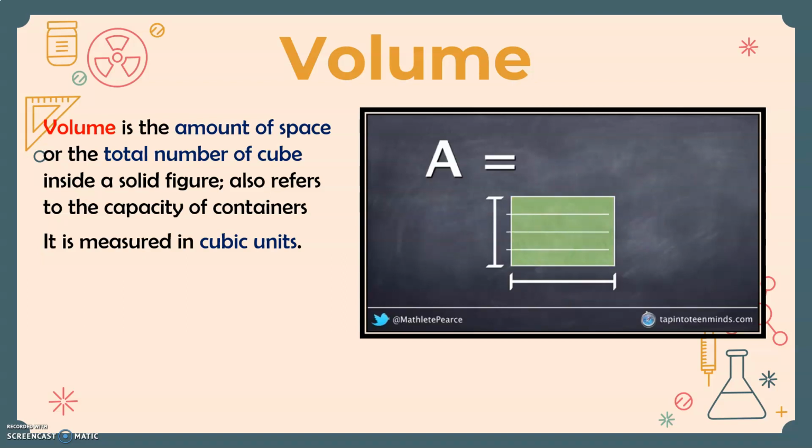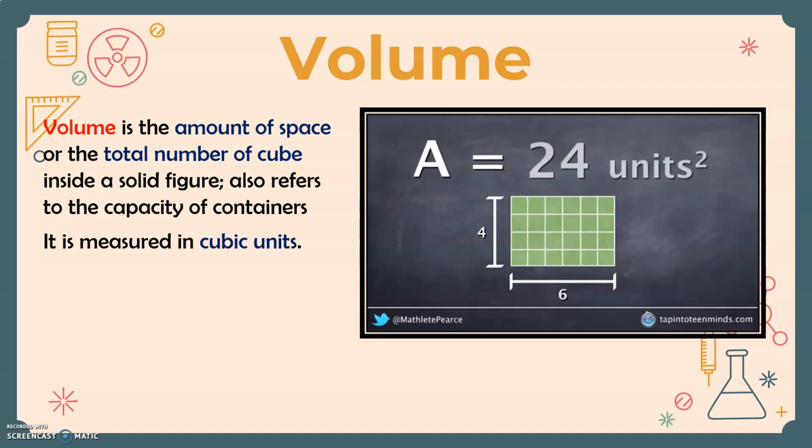Taking a look at one more example, if our length is 4 and we divide the shape horizontally into 4 pieces, and then look at a width of 6, dividing the shape vertically into 6 pieces, we're going to get an area of 24 units squared.